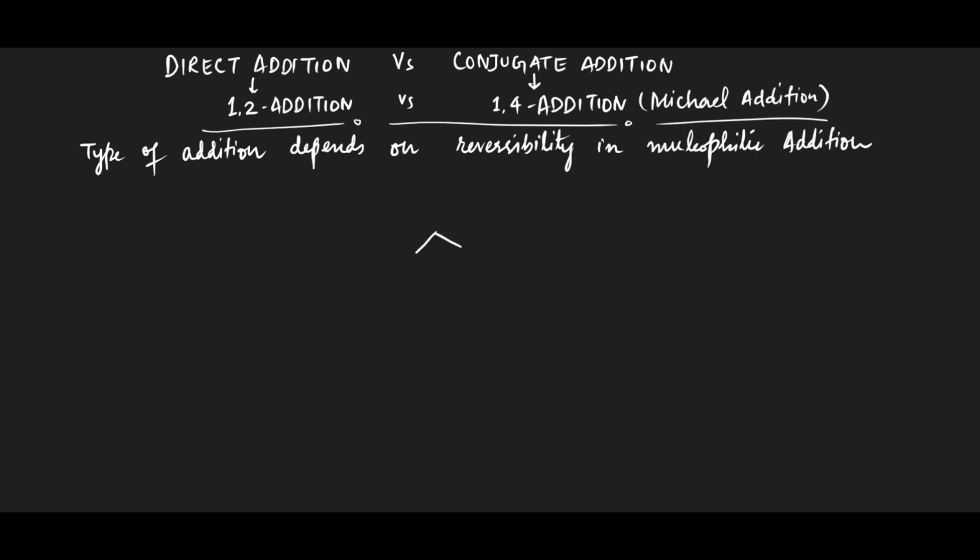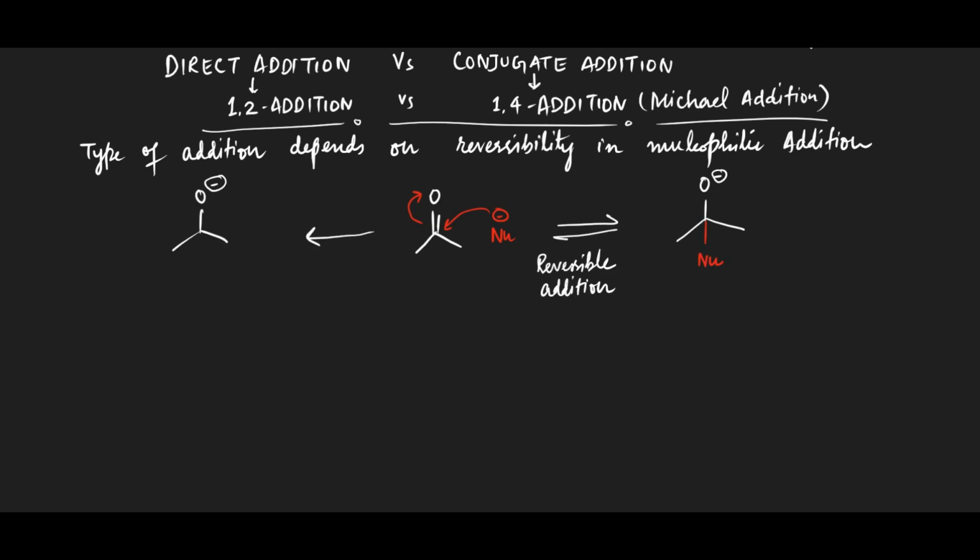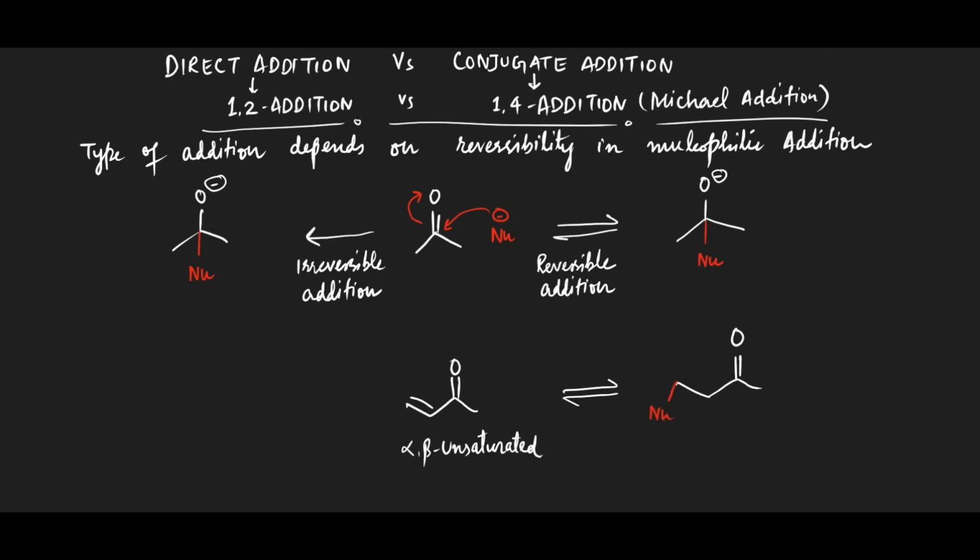In case of simple aldehyde or ketone, the reversible addition is shown with 2 arrows, and the irreversible addition is shown with a single arrow. In both cases, the same alkoxide is formed. In case of alpha-beta unsaturated carbonyl compound, the reversible addition of nucleophile followed by protonation at oxygen gives conjugate addition product. Whereas in case of irreversible addition, direct addition or 1,2 addition product is formed.